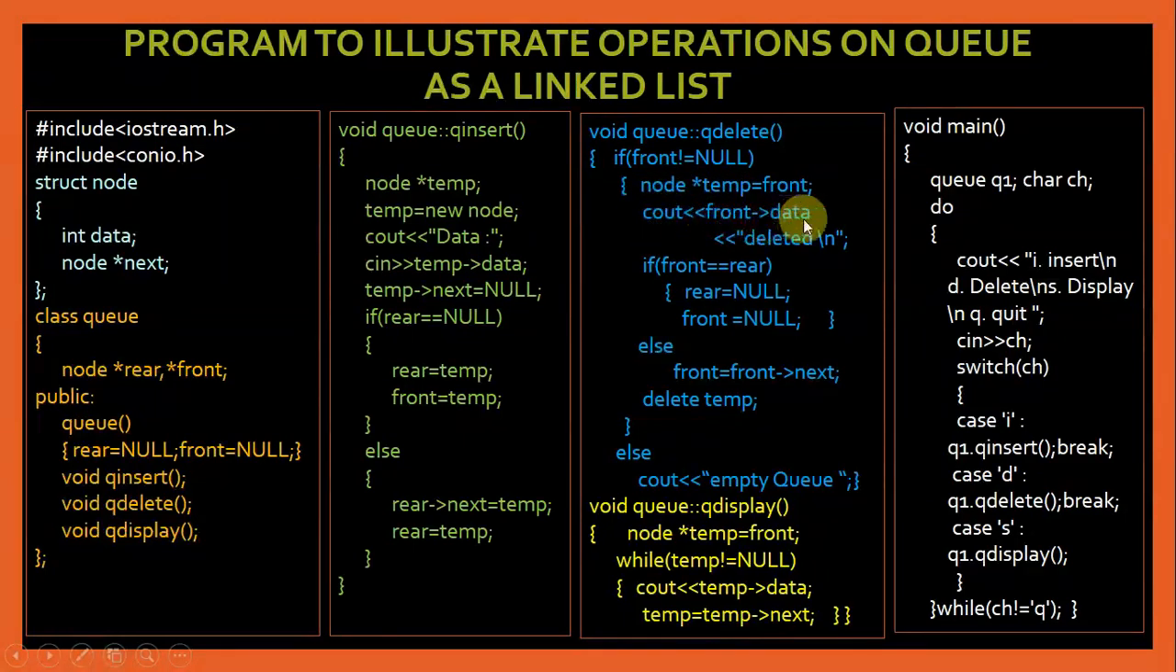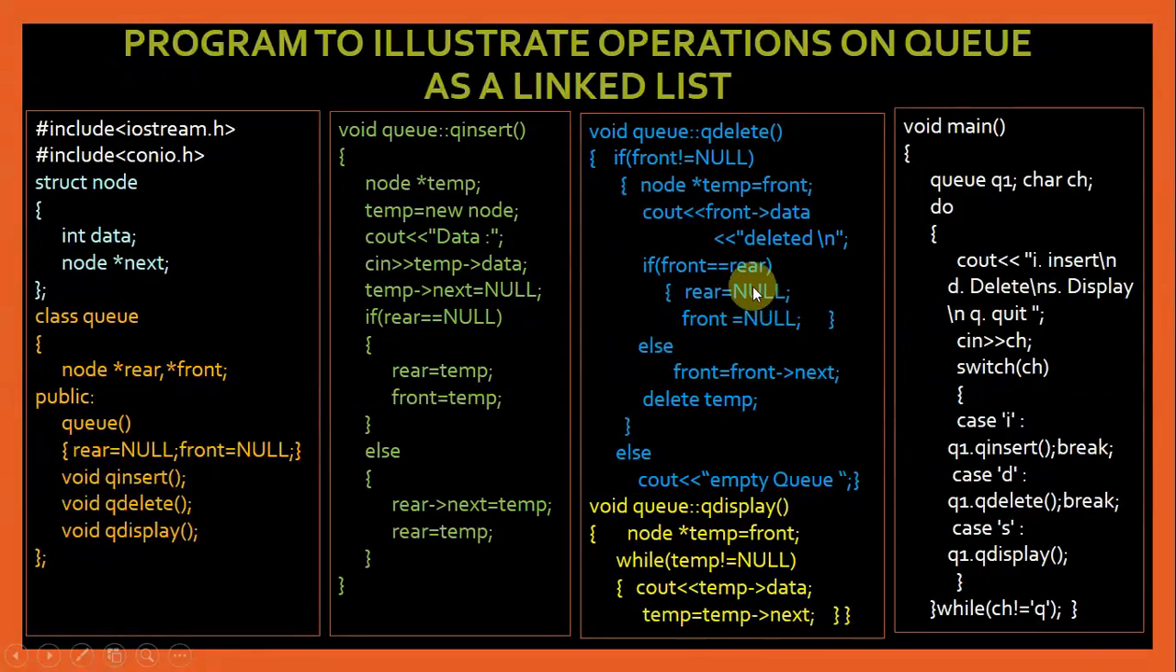Then first we will display the data which we are going to delete. This is not a mandatory step. This is optional. Now we will check if front is equal to rear. If front is equal to rear, it indicates that there is only one node in the queue, and deletion of this node will make the queue empty. So if front is equal to rear, then we will make rear equal to null and front equal to null.